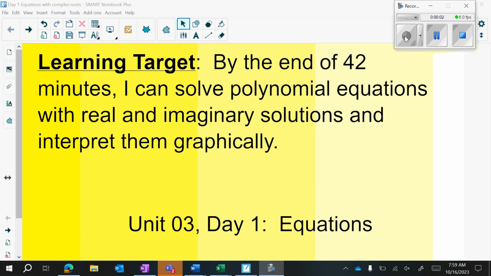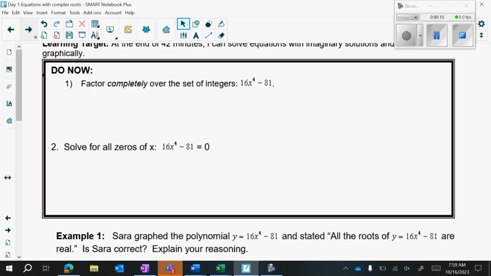Hi everyone. Today we are going to be talking about solving polynomial equations with different combinations of roots, both real and imaginary solutions. So if you look here at the do now, it says factor completely. The first thing I want you to do is try to factor this completely, and then after you do, see if you can solve for all the zeros. So pause it here and do that.